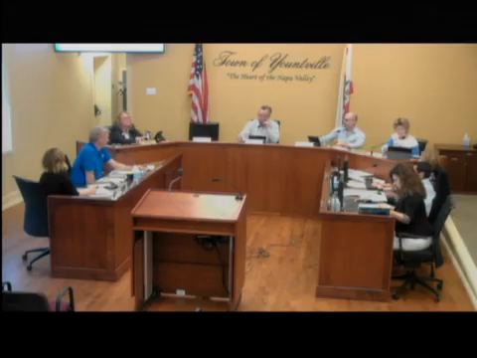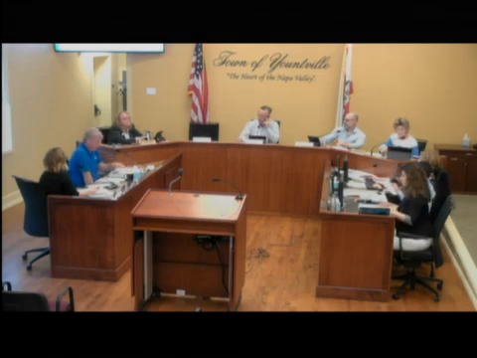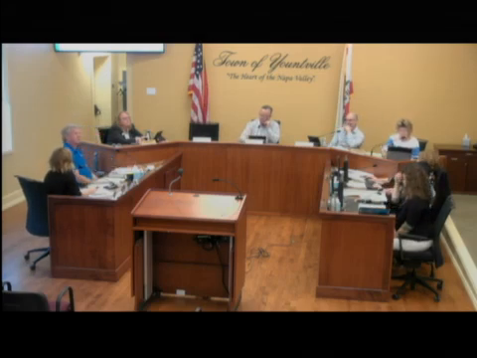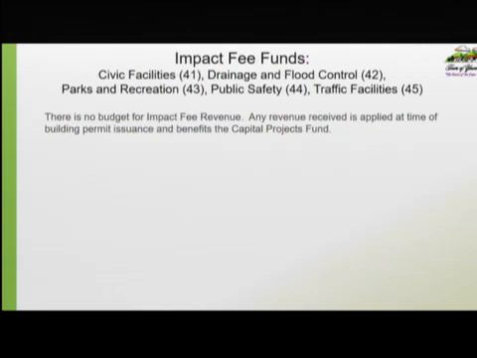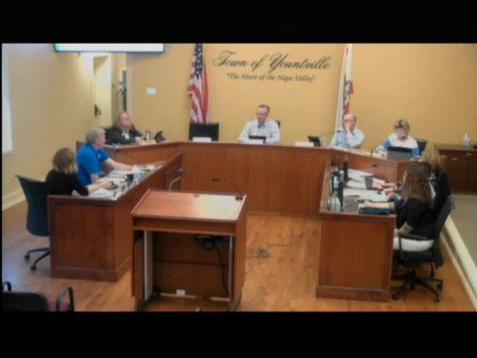No? Okay. Impact fees? Here you see some of our impact fees, and they are fees assessed at building permit issuance for new construction or conversion of use. We don't budget for impact fees because it's too difficult to anticipate, but when the funds are received, they benefit the capital projects fund. Any questions? Pretty straightforward there. Next one's even simpler.